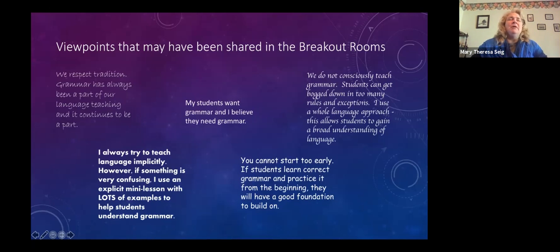And others might have said, I don't try to teach grammar rules. I try to teach language explicitly. However, if something gets very, very confusing, I might use an explicit mini lesson and lots of examples to help students with grammar. And I'm sure you all shared many, many other very interesting ideas and views about the teaching of grammar.